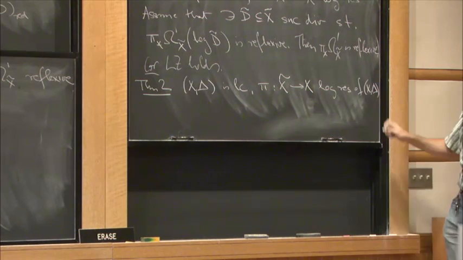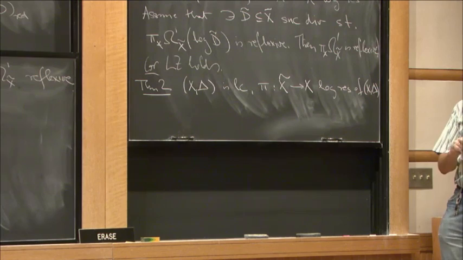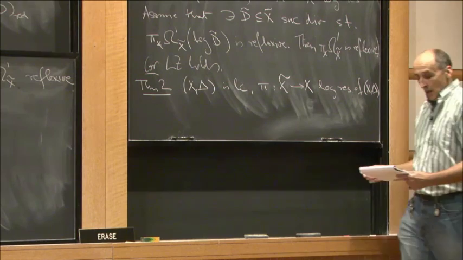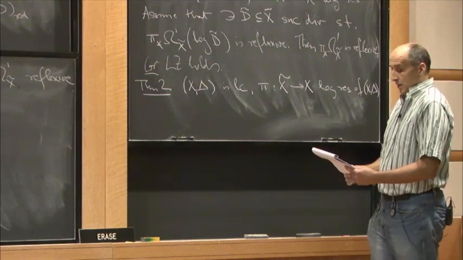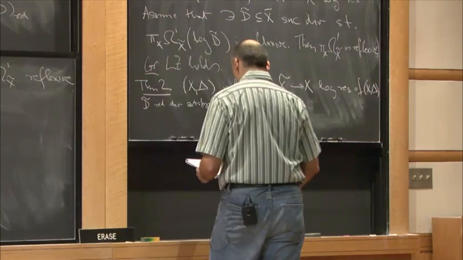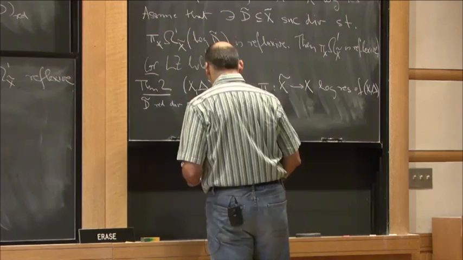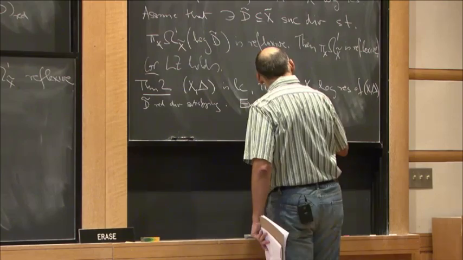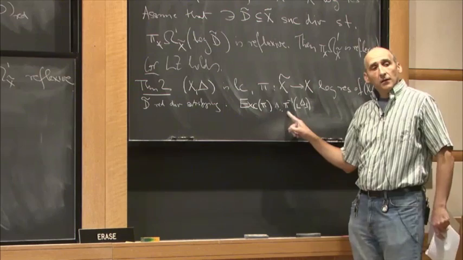The additional thing is just that the exceptional divisor, which was assumed to be SNC here, is now assumed to be a simple normal crossing divisor when you add the proper transform of delta, so they intersect transversally. Okay? Right. So now let's say that D twiddle is a reduced divisor satisfying the following conditions. If you take the exceptional set of pi, which is now a divisor, and you take the preimage of the round down of delta and take their wedge, which means the largest divisor that's contained in both.